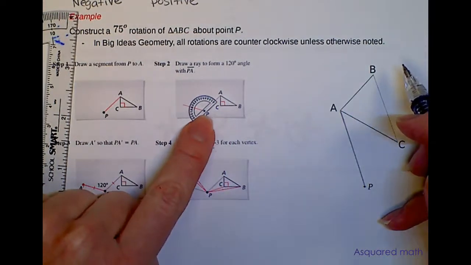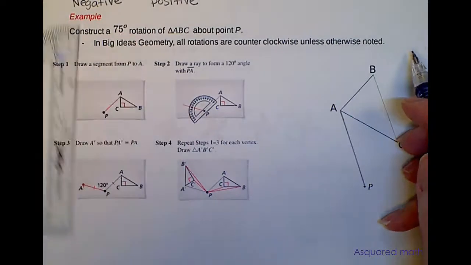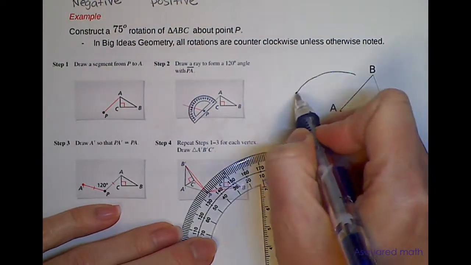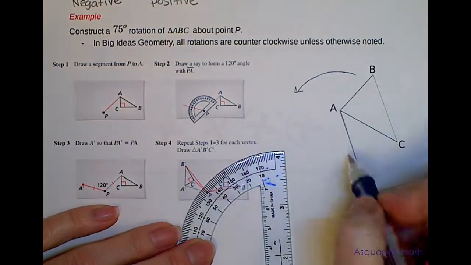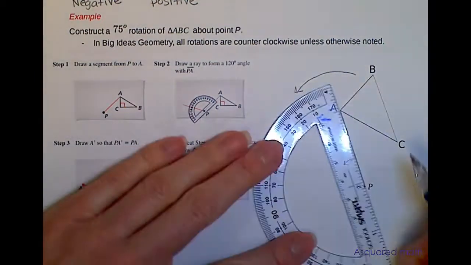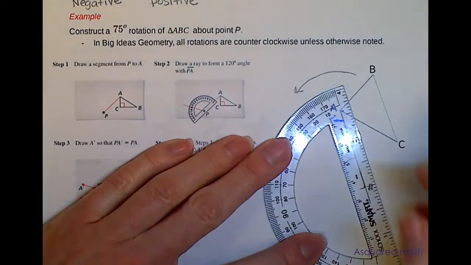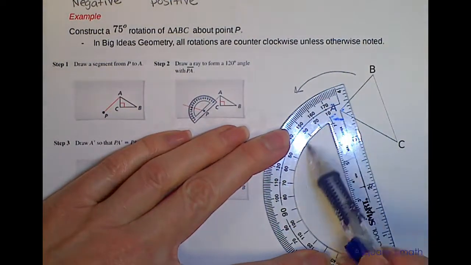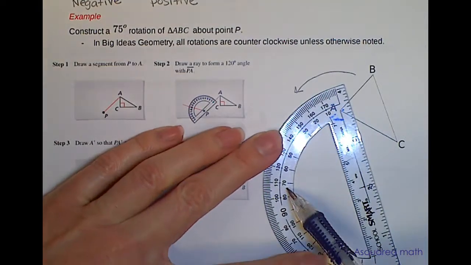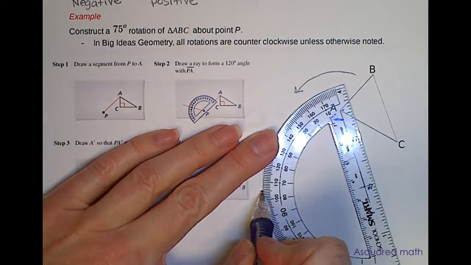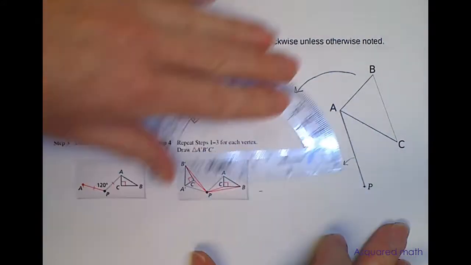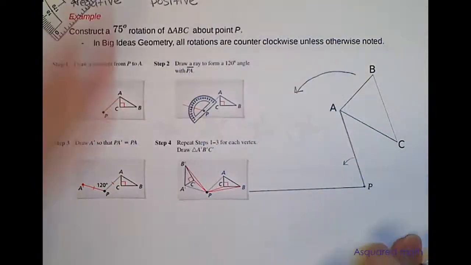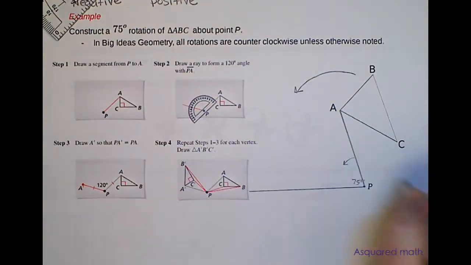So now I want to measure the angle that I want to rotate. I want to rotate 75 degrees in the counterclockwise direction. So counterclockwise is this direction. That's the direction we want all of our points to go. So I'm going to line up my 0 point on point P. Then I'm going to measure 75 degrees from there. 75 degrees is an acute angle, so I'm going to work with these bottom numbers here. And it is going to be right here. Now I'm going to draw a line from P to that little tick mark that I made out there. And this is a 75-degree angle.